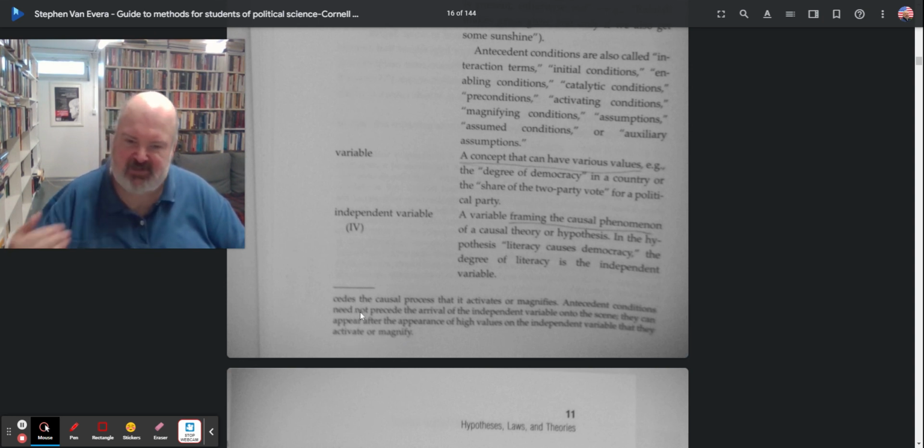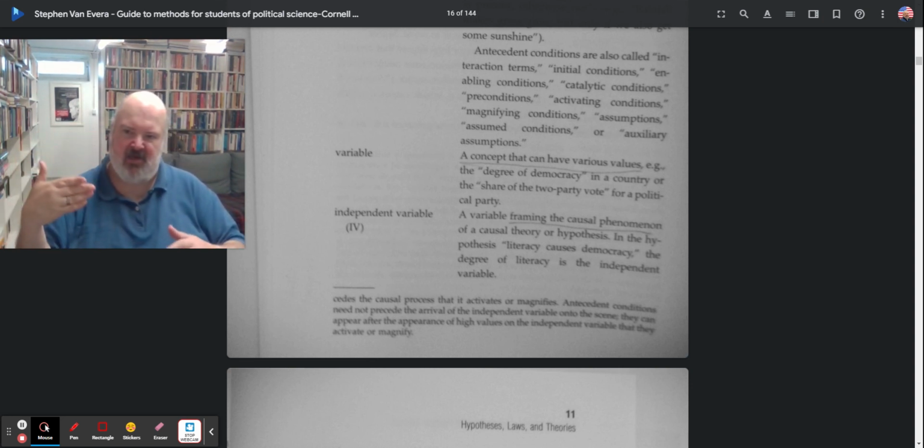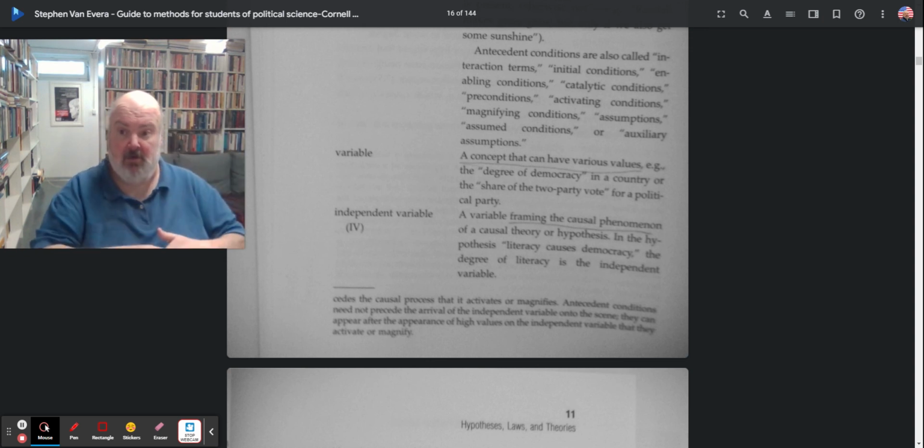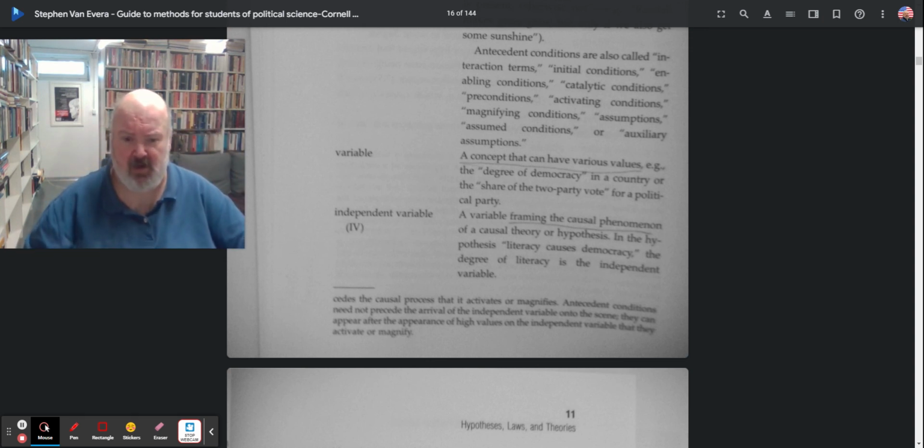In other words, it precedes the causal process. It is something there that is affecting that and therefore affects the causal process, causing it to have either higher or lower values. It says it appears on high values of the independent variable that they activate or magnify. Right? Usually, therefore, on the independent variable, he says.